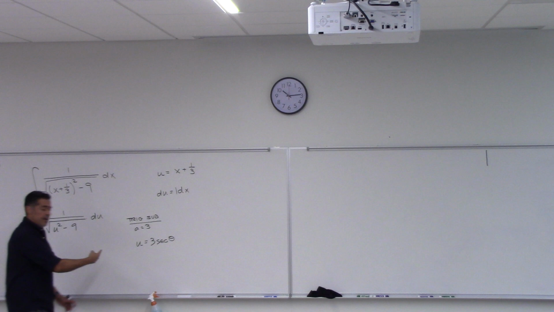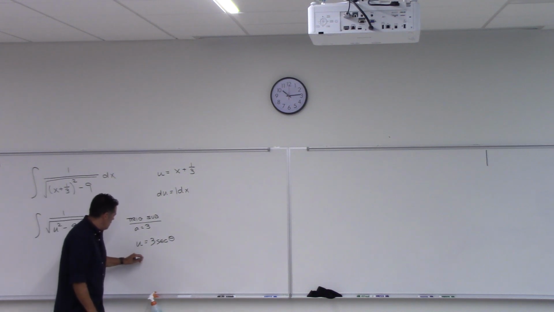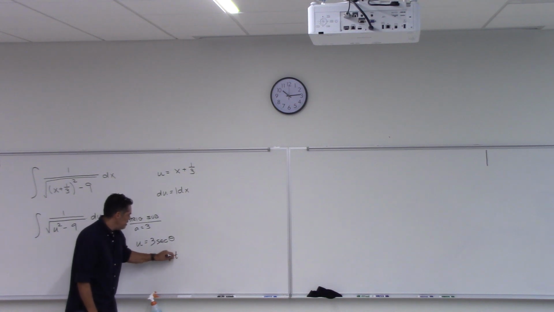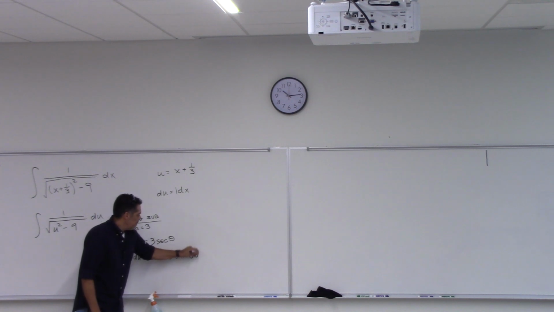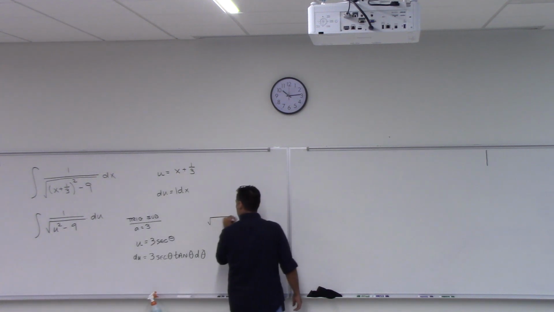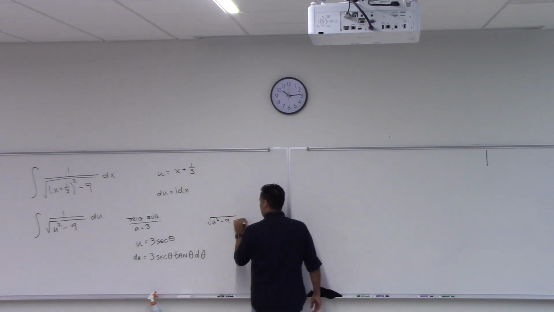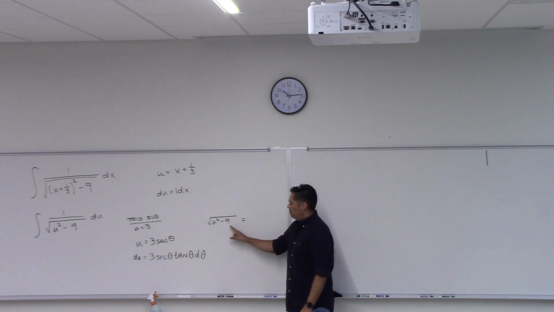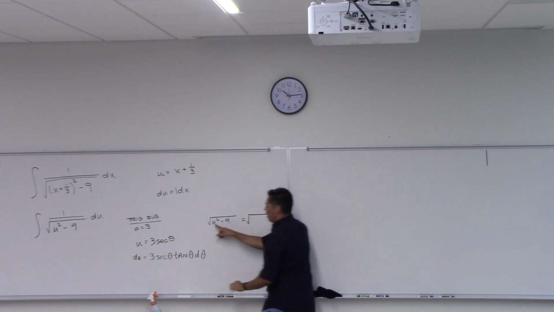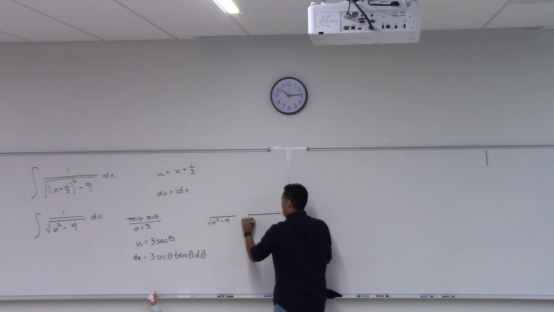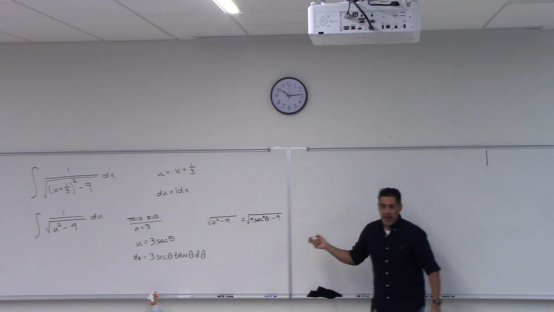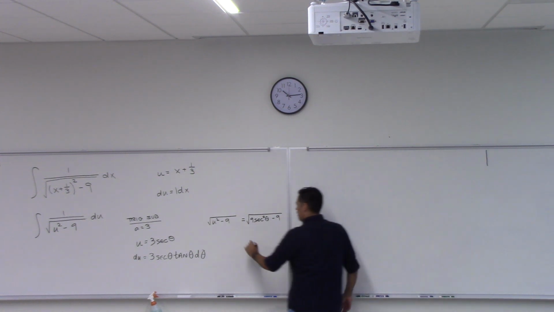All right, now differentiate this. I'm going to say du equals 3 comes along for the ride, the derivative of secant is secant theta tangent theta d theta. And the square root of u squared minus 9 would be what? Yep. Square the u, so 9 secant squared theta, then minus 9. Then you factor out a 9 and use your Pythagorean identity.